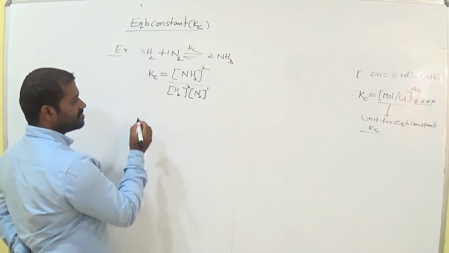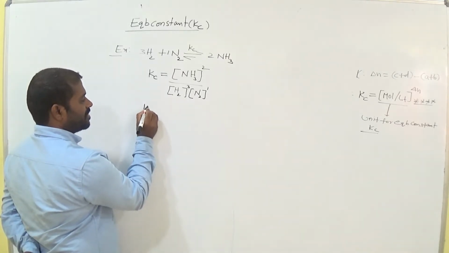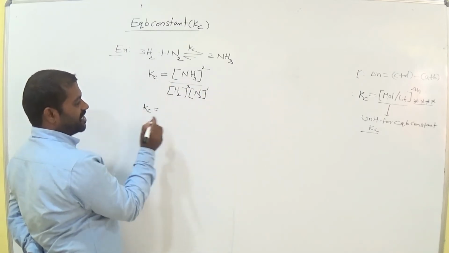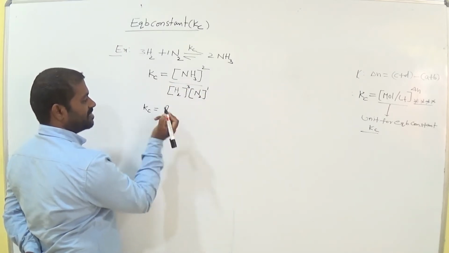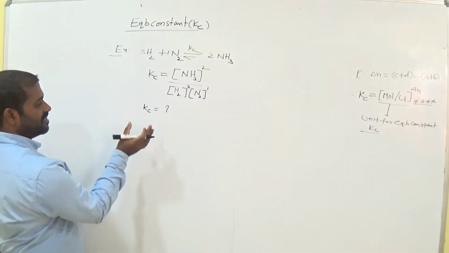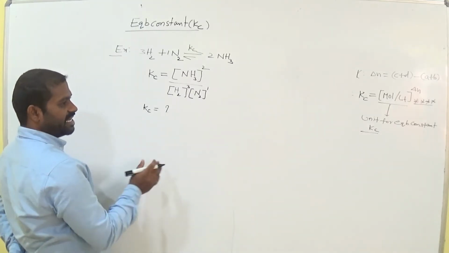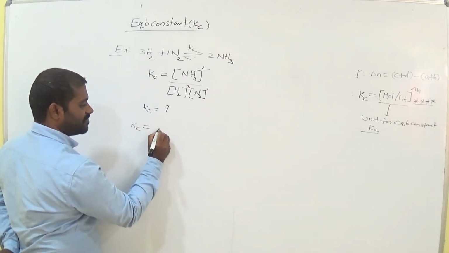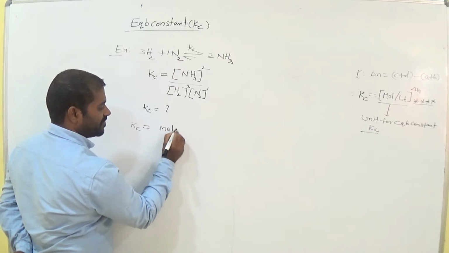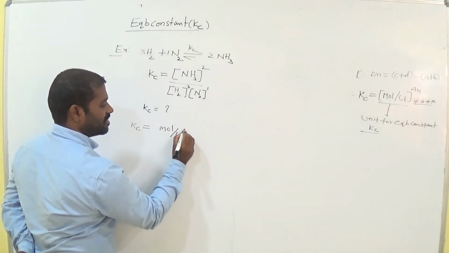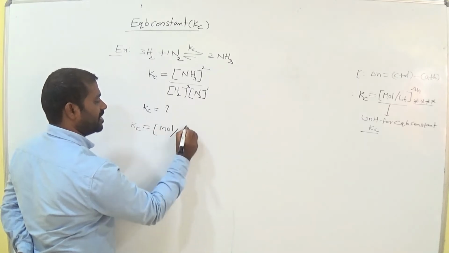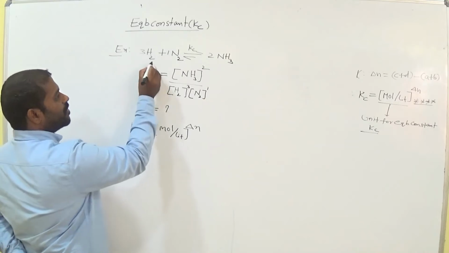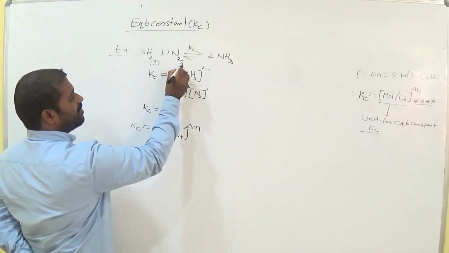So now, the units for this equilibrium expression? That means we would like to calculate the units. Generally we have an expression for units: Kc is equal to mole per liter whole power delta n. Suppose this is a gaseous chemical equilibrium reaction.